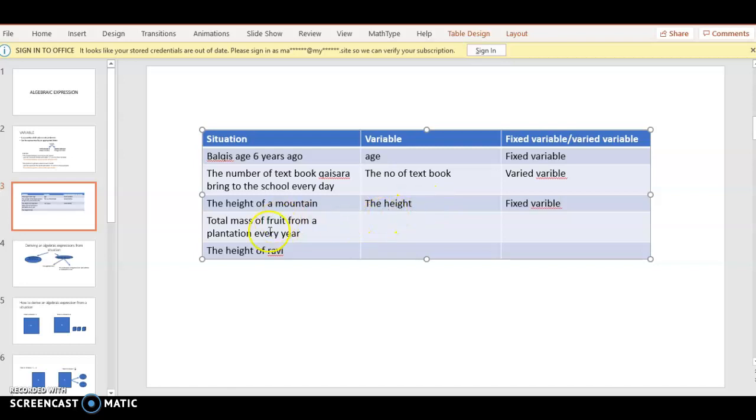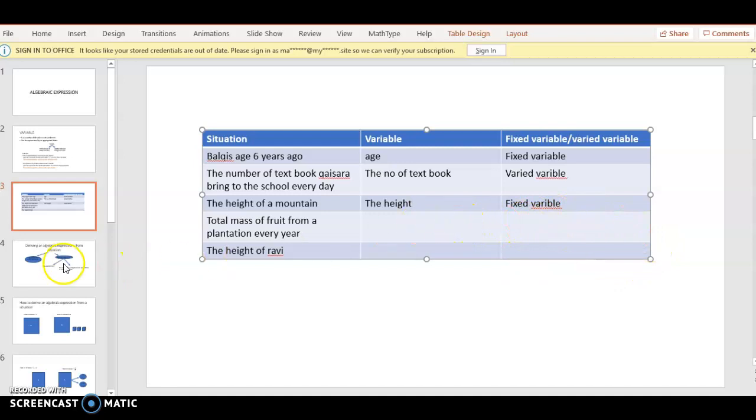Okay, so the total mass of fruits from a plantation every year, the height of Ravi. So you try to fill this table, to make sure that you understand whether it is a fixed variable or a varied variable or not.